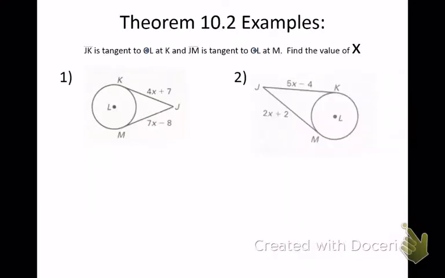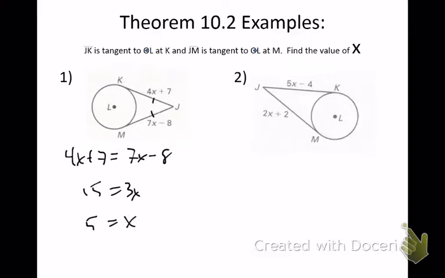All right. Now, your theorem 10.2, basically like I said before, the snow cone theorem. Snow cone theorem says the sides of your snow cone are going to be congruent. So if these are segments, then KJ and MJ are going to be congruent. So quite simply, you set these equal to each other and go solve for x. And so x is going to be 5 for number 1.